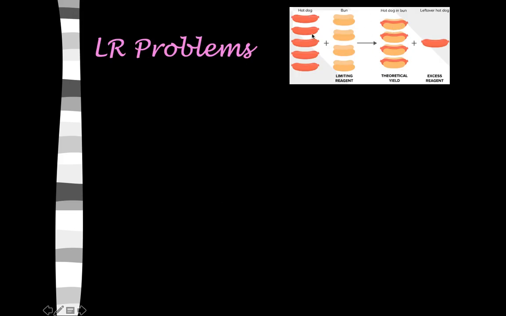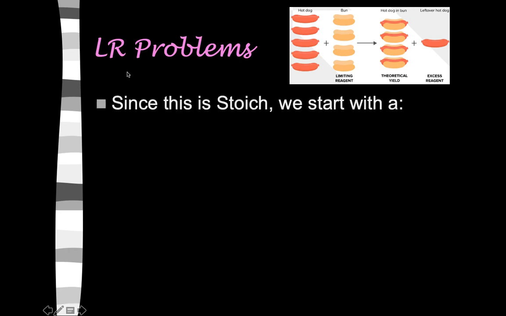So like if you have a whole bunch of hot dogs and a certain number of buns, even if you only have 1, 2, 3, 4 buns, you can only make 4 hot dogs and buns, even if you have an extra hot dog, right? So we would think that is your excess. This is theoretically how much you should make. This is your limiting reactant or reagent. It's a vocab word that means the same thing as reactant. So there's another visual. So what does an LR problem look like?